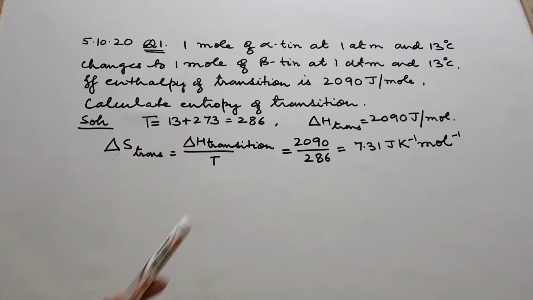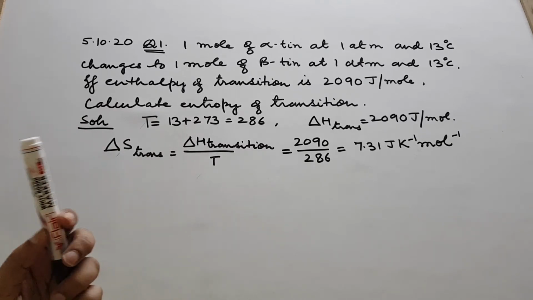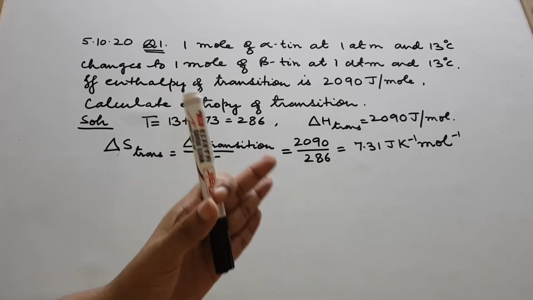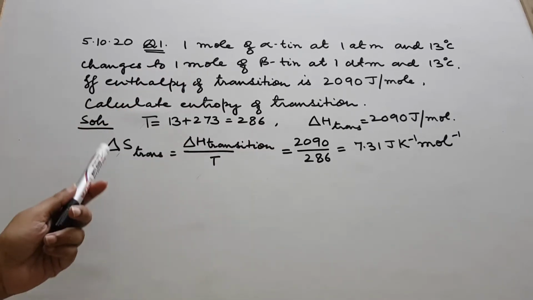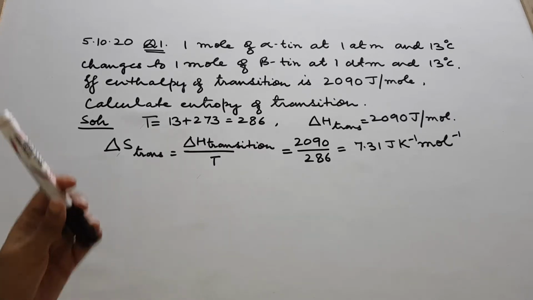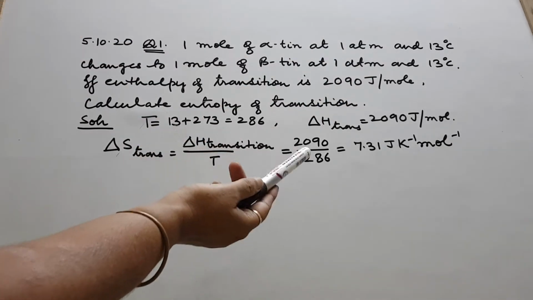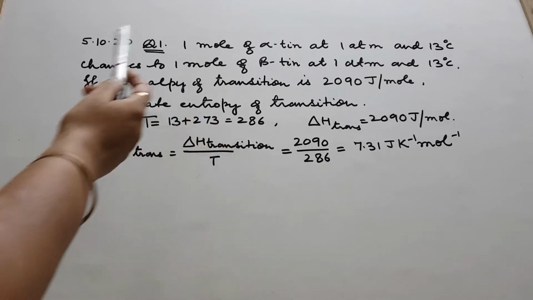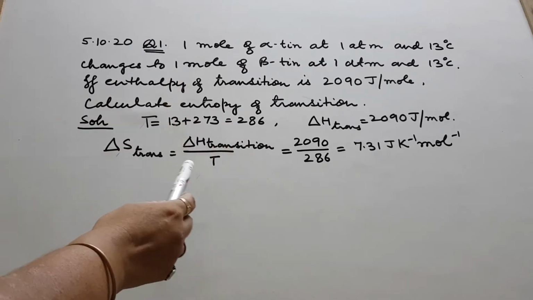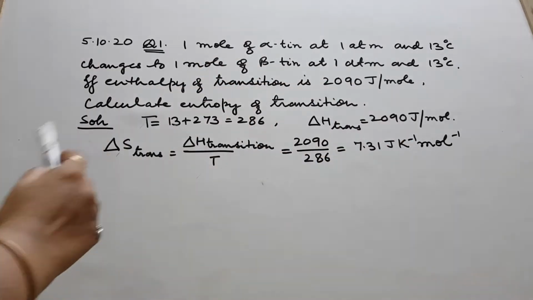Calculate the entropy of transition. Children, when they say entropy, obviously we are calculating entropy change. We never calculate only H, enthalpy; we calculate enthalpy change. So here they are saying calculate the entropy, but actually it is entropy change we are calculating. It's obvious. Now the temperature is given to us as 13, so naturally we have to convert it from Celsius to Kelvin. So of course 13 plus 273, 286 K comes out. Delta H transition is given to us, this value in joules per mole.